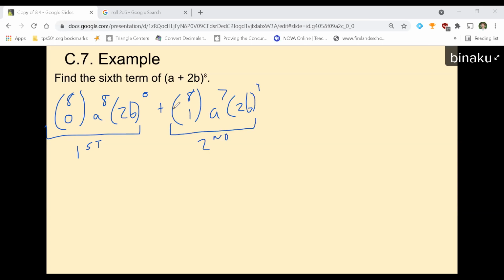So then the 6th term, if we're following this pattern, is 8 choose 7, 8 over 7. Oh, we're going to 6. You see, because the first term starts at 0. The second term starts at 1. The 6th term will start at 7. A to the 1st, 2b to the 7th. Again, these powers match, and they have to add up to 8. So what number plus 7 is 8? So this is the sixth term.